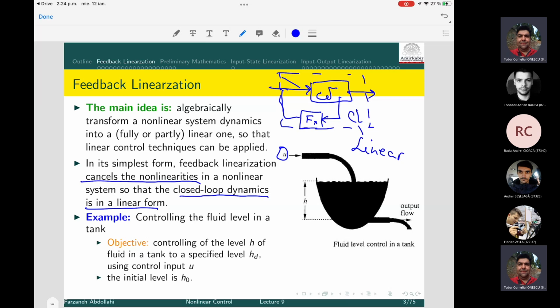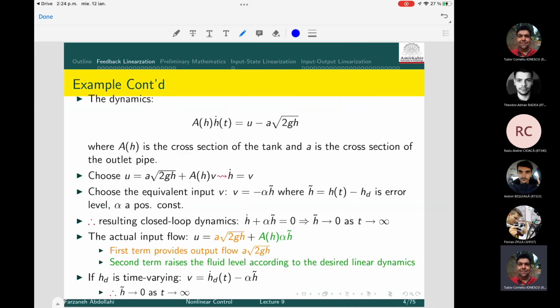Toilet tank. I'm not joking. This is for real. Just watch it. It's a simple mechanical controller. Right. So the initial level is H0. Okay, good. What's the dynamics of this tank?